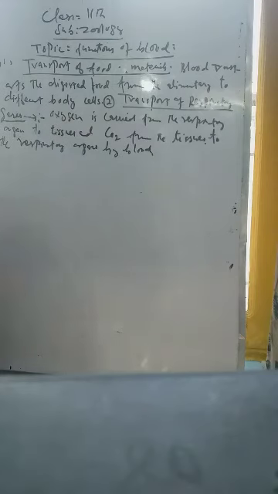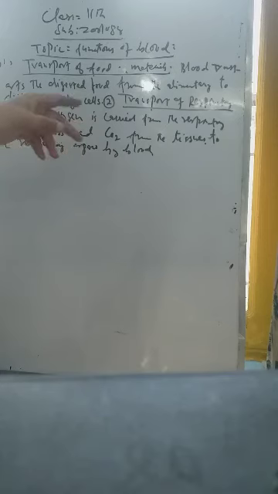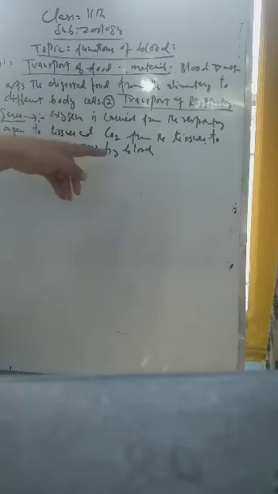So, the first function is transport of food materials. Blood transports the digested food from the alimentary canal to the different body cells. Number second, transport of respiratory gases. Oxygen is carried from the respiratory organs to the tissues, and carbon dioxide from the tissues to the respiratory organs by blood. Number third, transport of hormones.